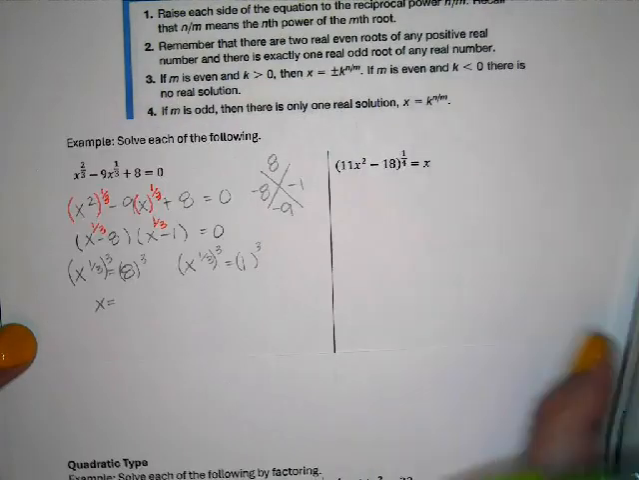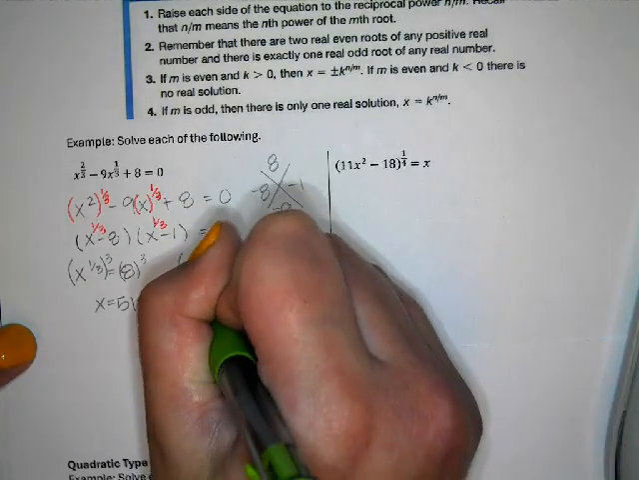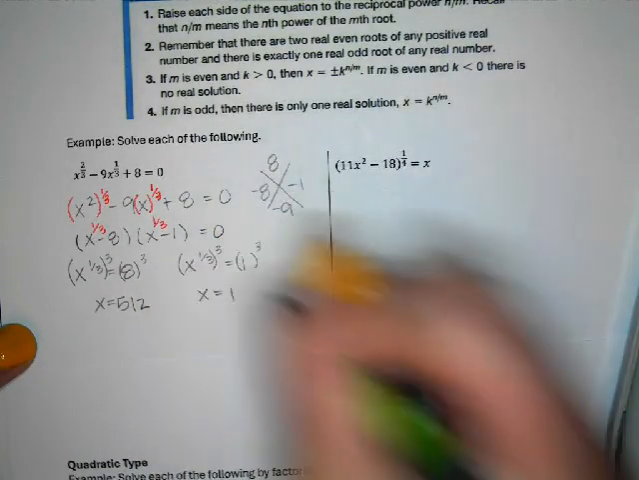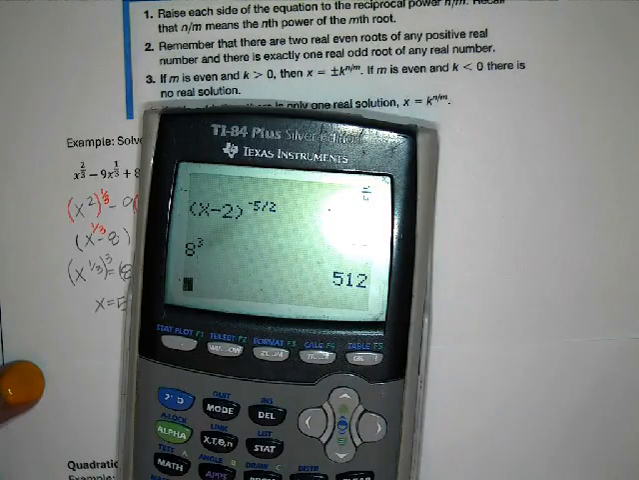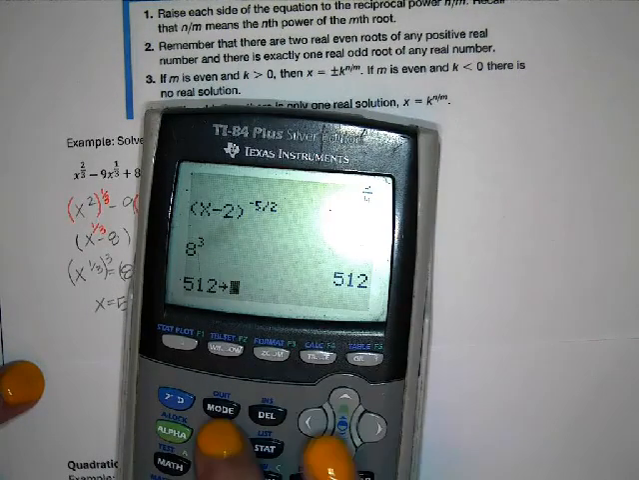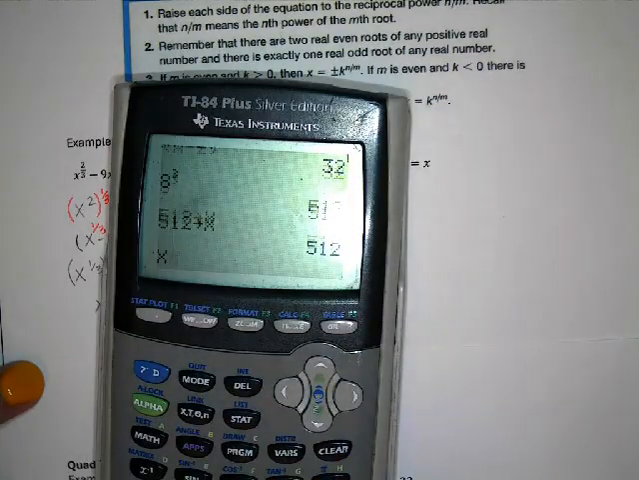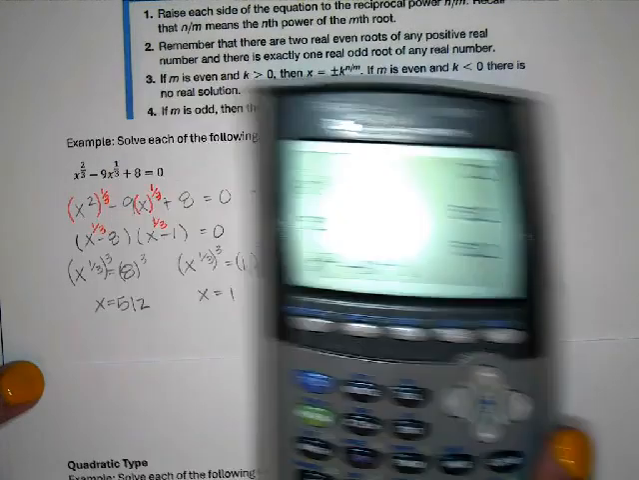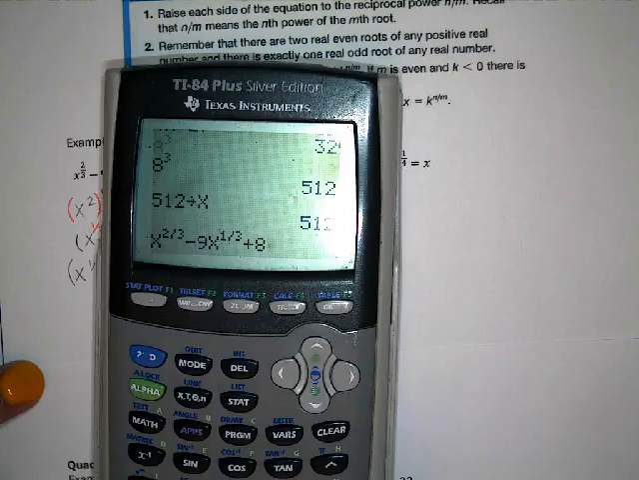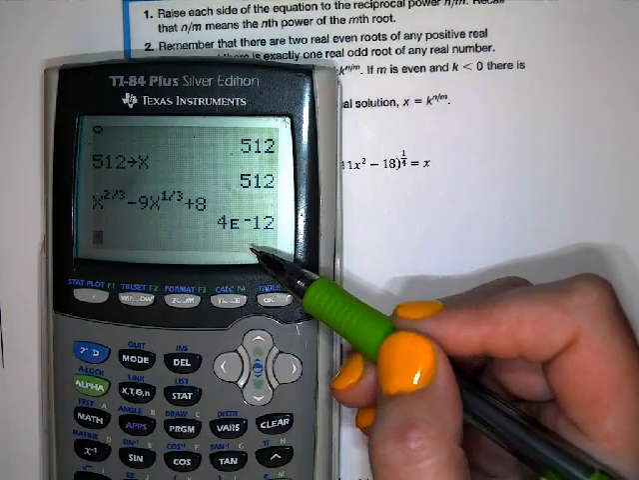And we can always check and make sure our answers make sense. So 512, store it as x, to the 2/3 minus 9x to the 1/3 plus 8. So this is an interesting one because your calculator would be struggling here to say 0. This is your calculator trying to say 0 and having a hard time.